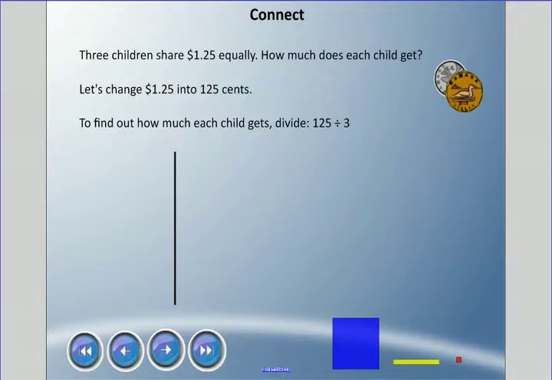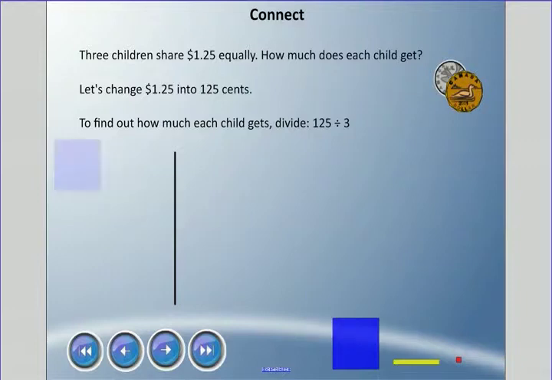All right, let's pretend that 3 children have to share $1.25 equally. How much is each child going to get? So we're going to change $1.25 into 125 cents because that'll be easier to work with. When you get in higher grades, you'll learn how to do that with the decimal. But for now, we'll change it to 125 cents. So we're going to divide 125 divided by 3.